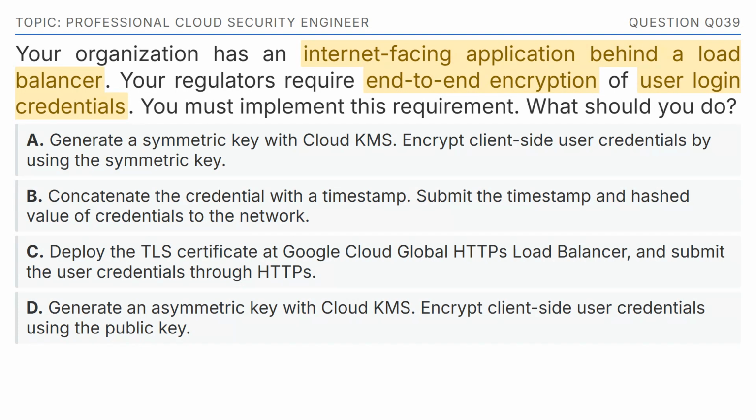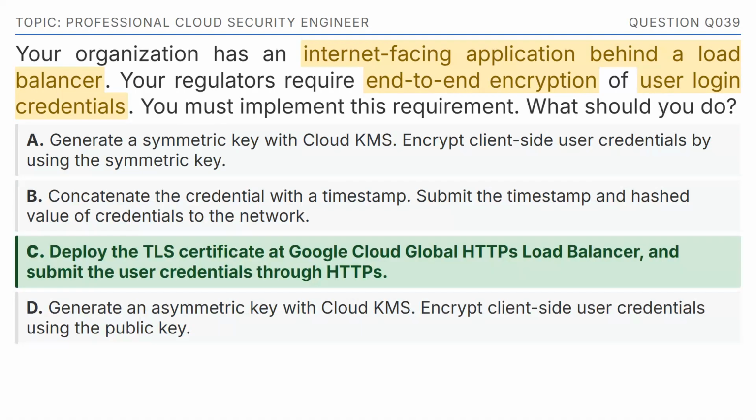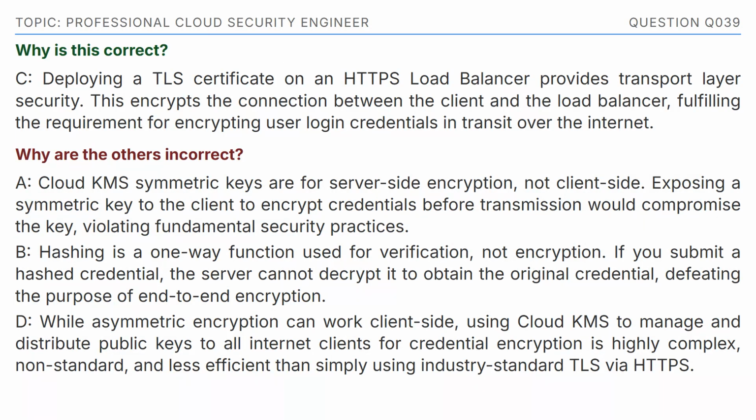To arrive at the correct answer, we focus on the keywords: internet-facing application behind a load balancer, end-to-end encryption, user login credentials. The correct answer is option C. Deploy the TLS certificate at Google Cloud Global HTTP's load balancer, and submit the user credentials through HTTPS. Why is this correct? C.